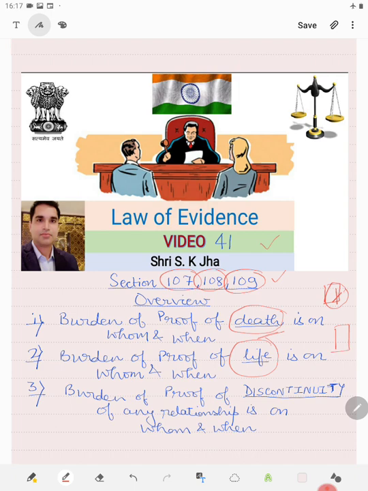And third, we will be looking at on whom and when the burden of proof lies for discontinuity of any relationship. That is, burden of proof relating to death is section 107, burden of proof relating to life, or that a person is alive, is section 108, and continuity of relationship is section 109.